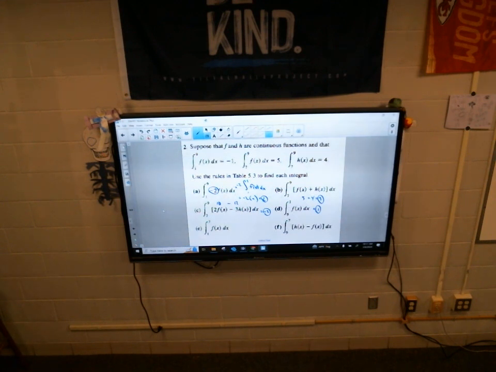5. So if I have the whole thing, how do I get this side here? I would take the entire area minus this area, which leaves me with what's left. So I have -1 minus 5, the answer is -6.